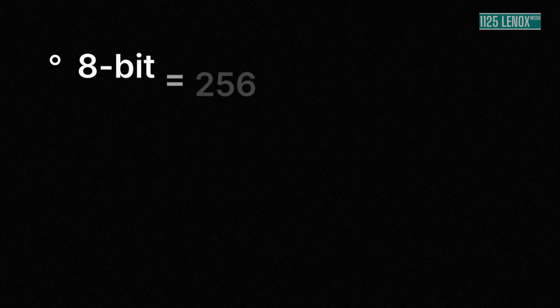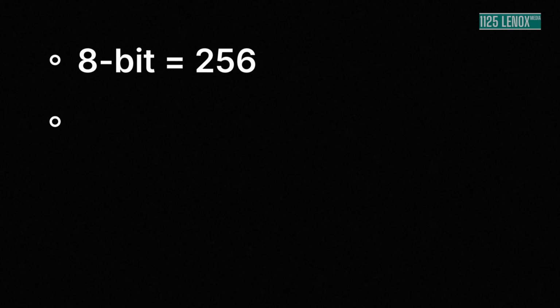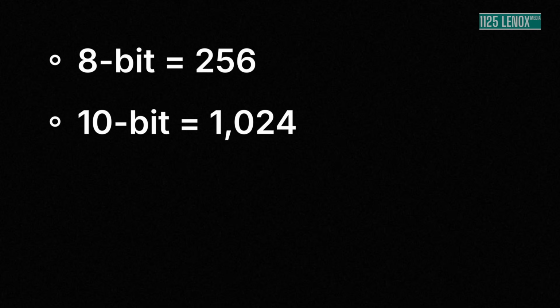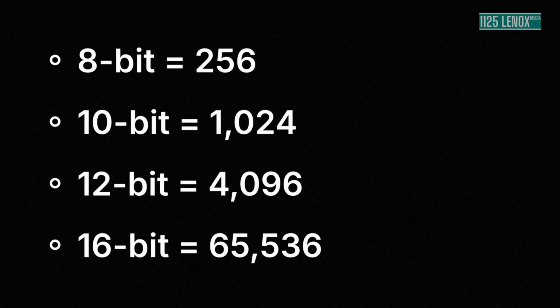Bit depth is the number of discrete values available to describe the brightness of a single pixel. I'll break it down like this. 8-bit gives you 256 values. 10-bit gives you 1024 values. 12-bit gives you 4096 values. 16-bit gives you 65,536 values. More values, more precision. That part is absolutely true.